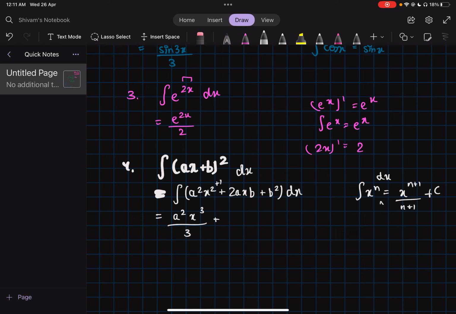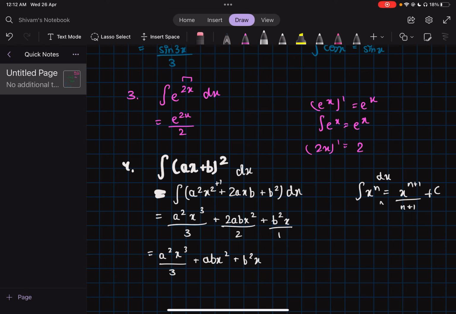Then you're gonna wanna do the same thing here. You know that 2ab is a constant, so I'm just gonna let it remain. So 2abx squared over 2 plus b squared x over 1, right? So if you simplify this, that's gonna give you that.